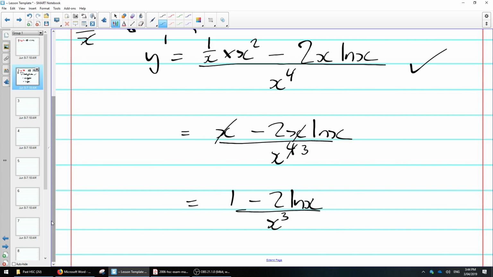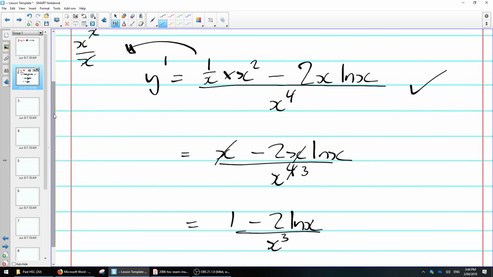You don't have to do that. Let's check that step: 1 over x times x squared is x squared over x, and that is equal to x. Alright.